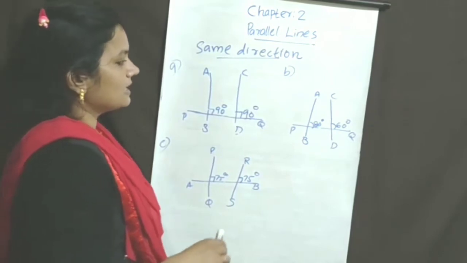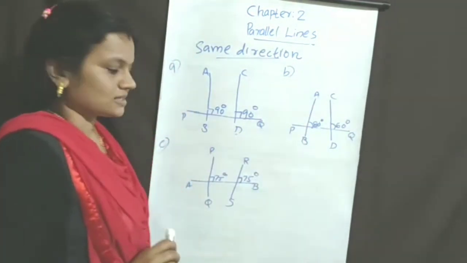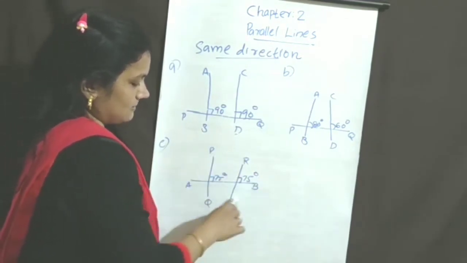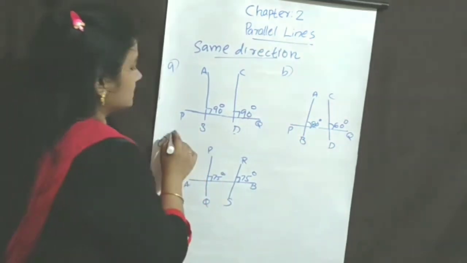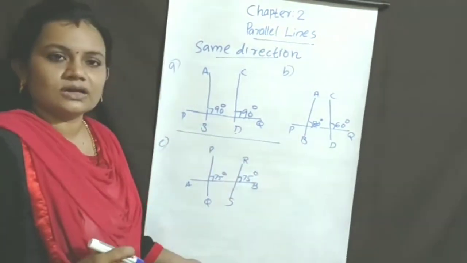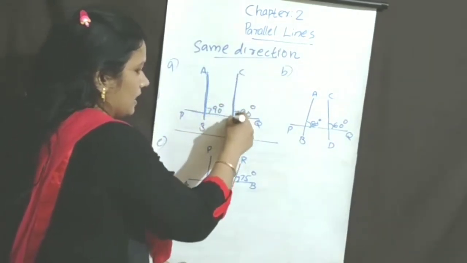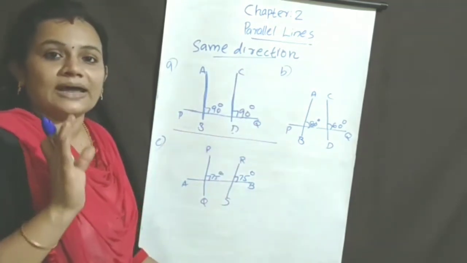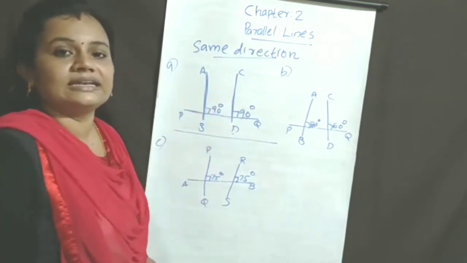Then these two slanting lines also make two angles. These two lines also make two angles, 75 degrees, 75 degrees. Then you check this. These two lines are what? Perpendicular. So AB and CD are perpendicular, making an angle of 90 degrees.